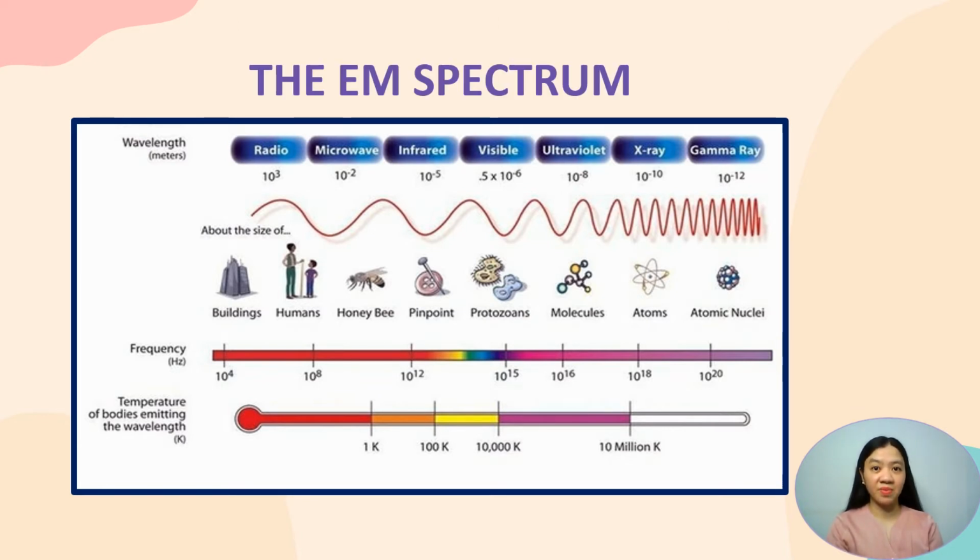The EM spectrum is the range of frequencies of electromagnetic radiations with their respective wavelengths and photon energies. These waves can be categorized as low-frequency waves and high-frequency waves. The low-frequency waves consist of radio waves, microwaves, infrared, and visible light, while the high-frequency waves are composed of UV radiation, X-rays, and gamma rays.